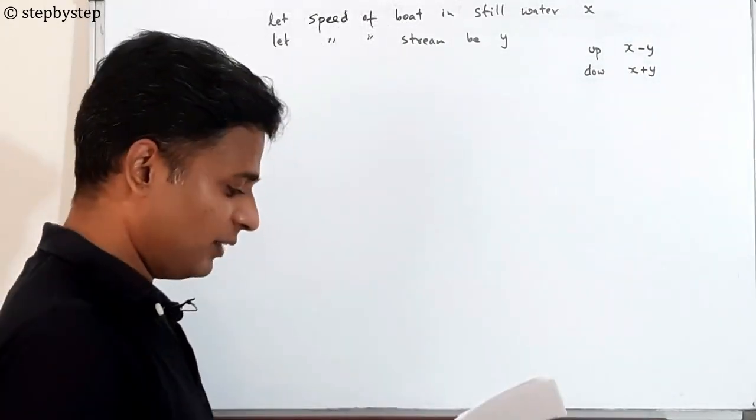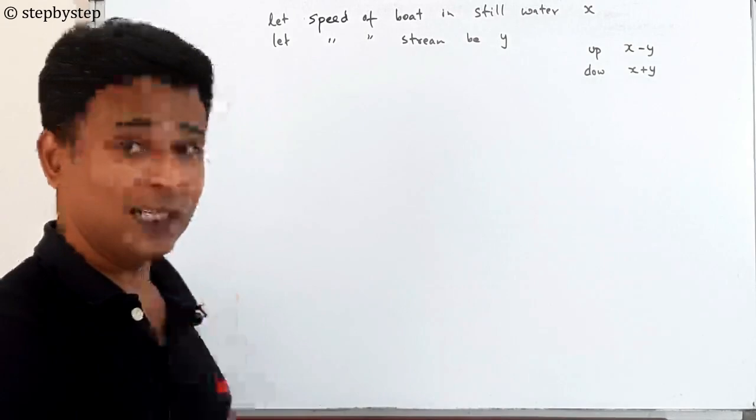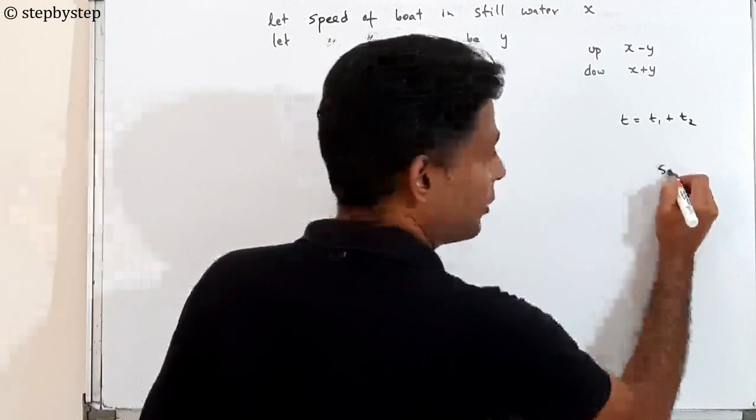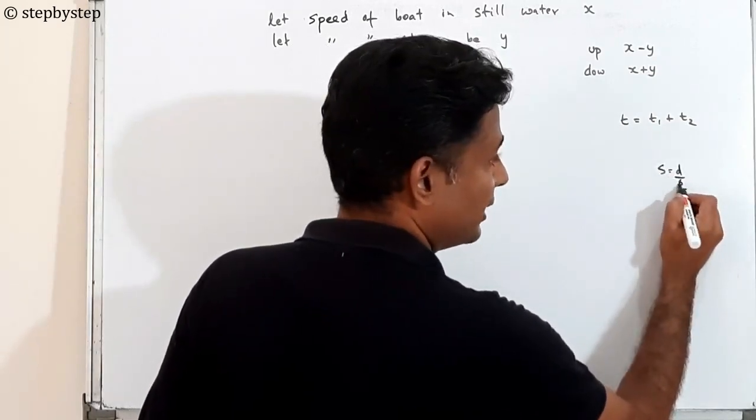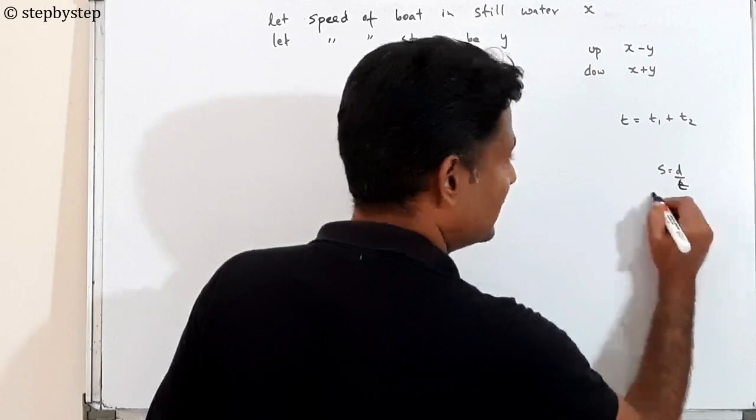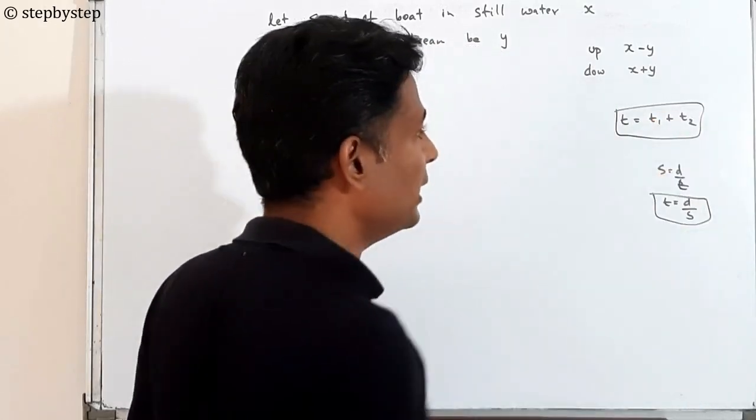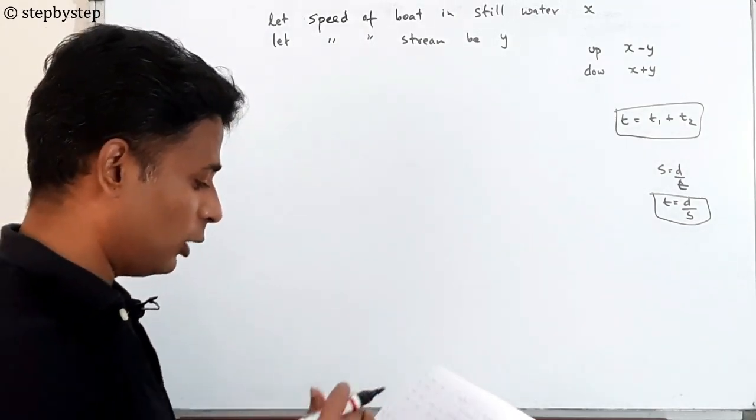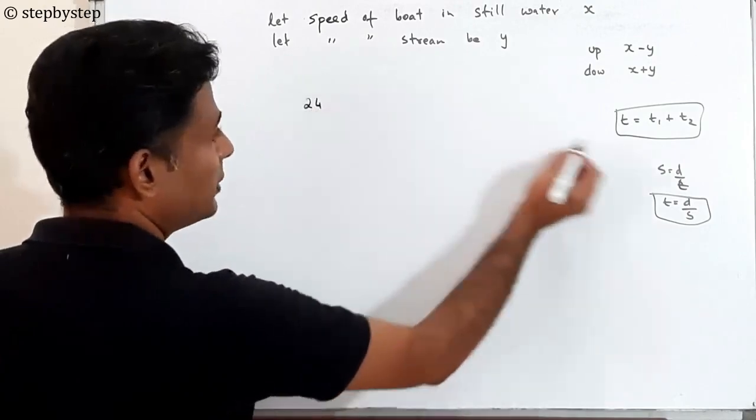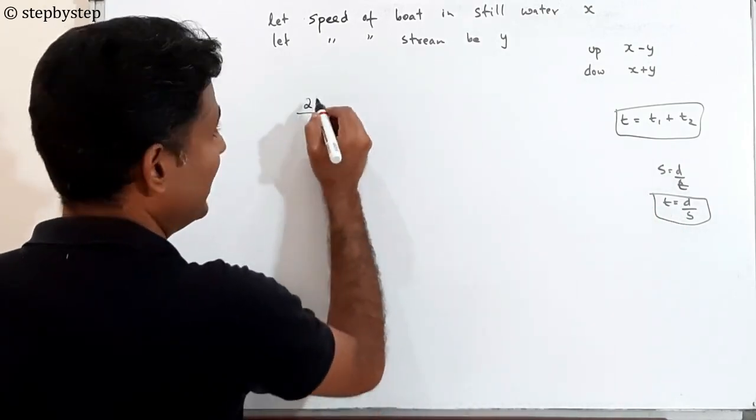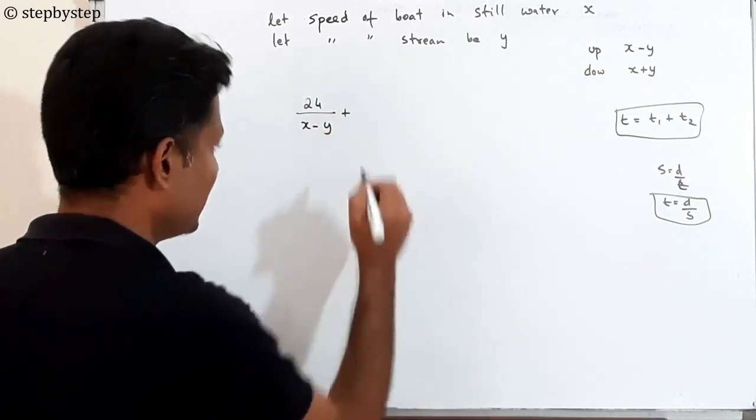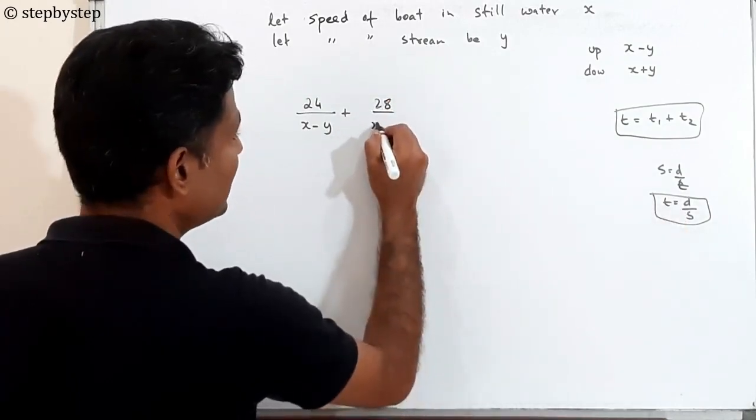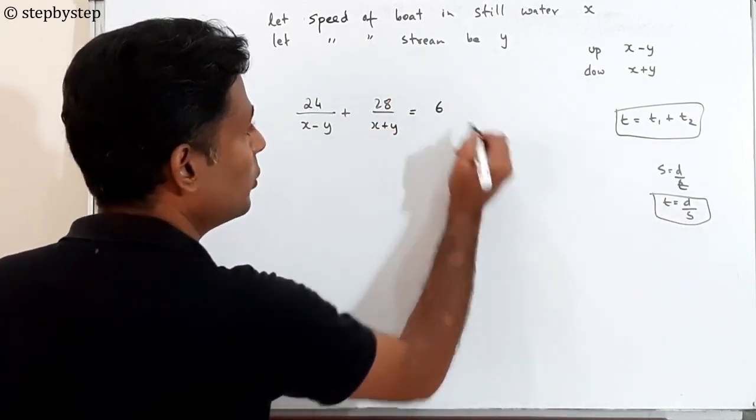So now what have they given? They have given total time taken. So we have to use T equal to T1 plus T2. Now speed is equal to D by T, so T equal to D by S. This is the formula we have to use and this is the condition we have to use because they have given us total time. So the boat goes 24 km upstream, so 24, that is D, by net speed upstream X minus Y, plus 28 km downstream, so 28, that is D, by S, that is X plus Y, will be equal to 6 hours.